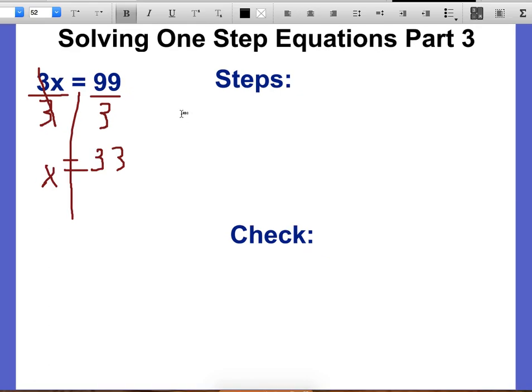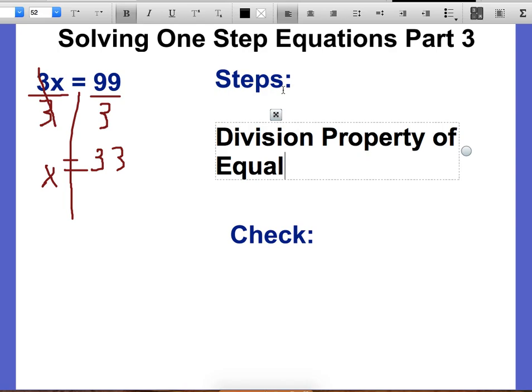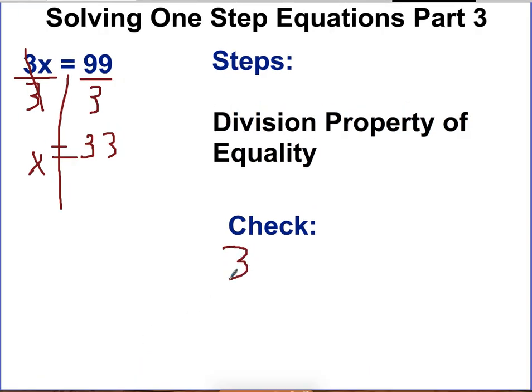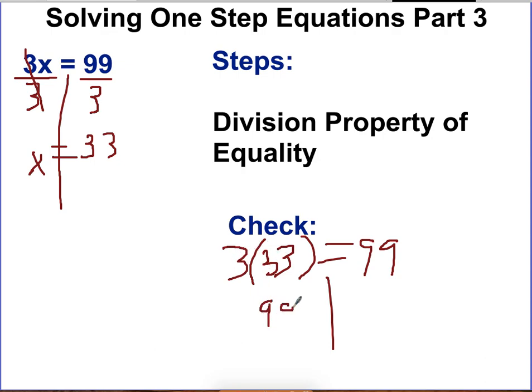The step that we used is the division property of equality. When we go to check, I'm going to use my solution where x was. So I'm going to go 3 parentheses 33 equals 99. On the left side here, this is like the distributive property, right? 3 times 33, that's 99. The right side is 99. So both sides are the same here. That means that we did our equation correctly.